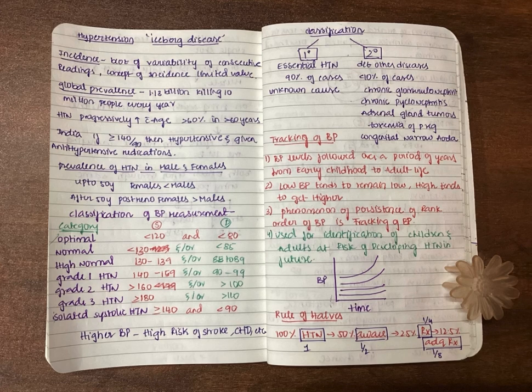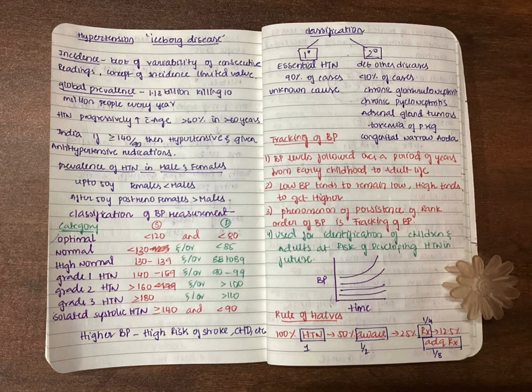Now coming to classification of hypertension, it can be primary or secondary. Secondary is because of other diseases and it occurs in less than 10% of cases, like in chronic glomerulonephritis, chronic pyelonephritis, adrenal gland tumors, toxemia of pregnancy, congenital narrowing of aorta. So these are the different cases where you can see secondary hypertension. But the primary is essential hypertension and the cause is usually unknown, and it is the most prevalent disorder, seen in 90% of cases.